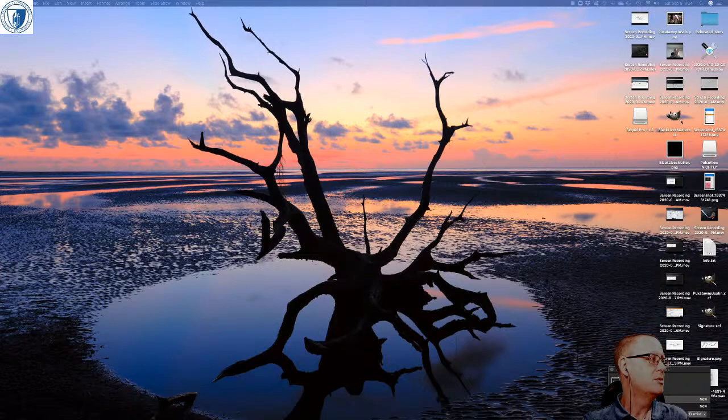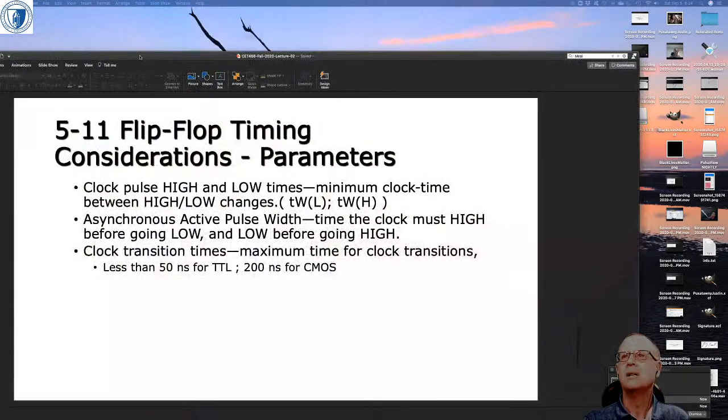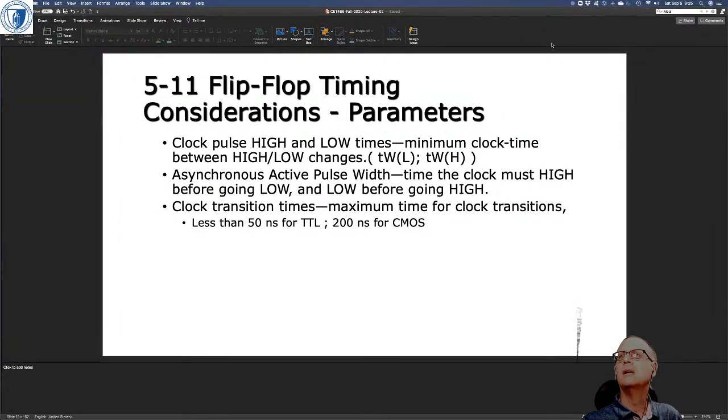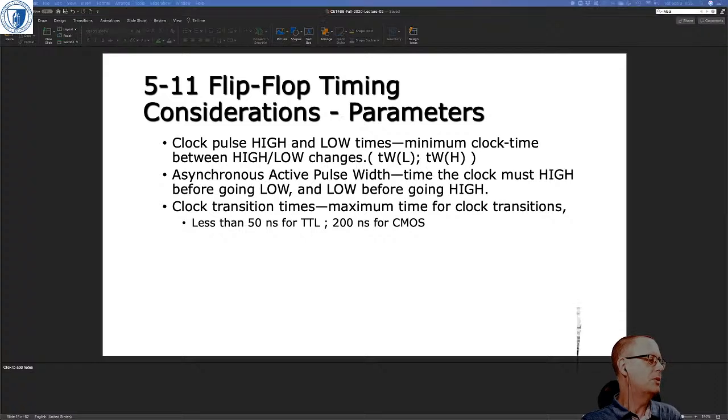Let me just move that over here. And make it bigger. Because I want to ask a question. Right, so the question is, what does TTL stand for?